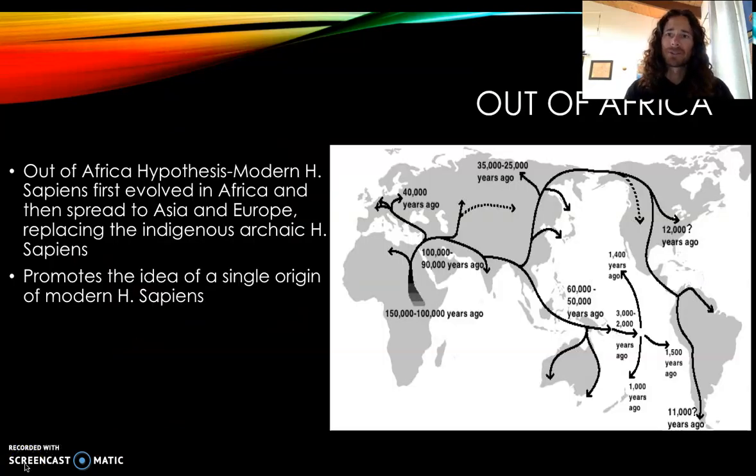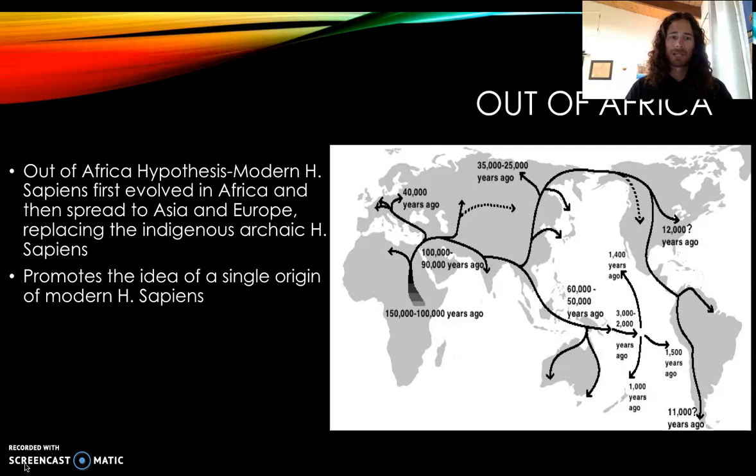So the two big hypotheses that you will definitely want to know going forward, these are also big hints. Related to Charles Darwin's idea, the out of Africa hypothesis is that modern Homo sapiens first evolved in Africa and then spread to Asia and Europe, replacing the indigenous archaic Homo sapiens. Now, this is the key part: essentially we were one unified group that then spread out and took over the niches in Europe and Asia, and then eventually the New World. It promotes the idea of a single origin of the modern human species.